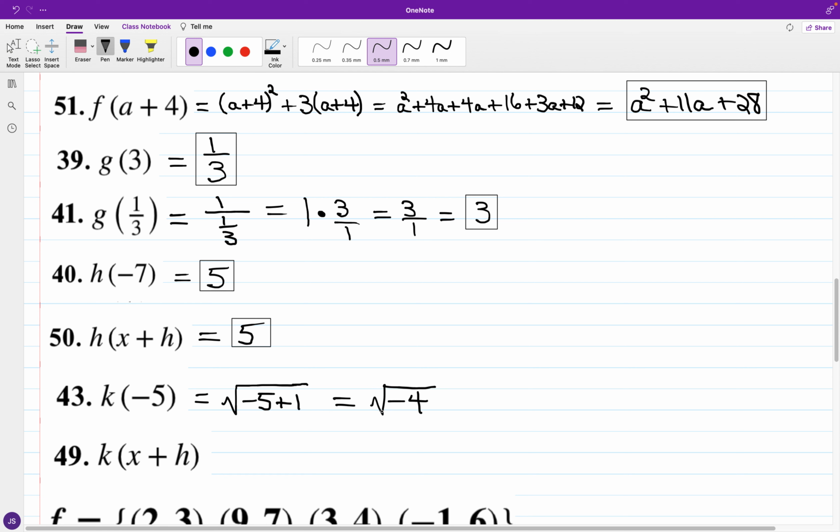In this particular case, we are not looking at the complex number system. We're looking solely at the real number system. So for the square root of -4, you cannot have this in the real number system. And so in this particular case, we can say that the output is undefined, or simply no solution.